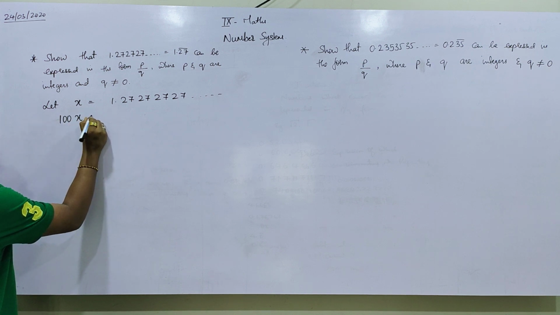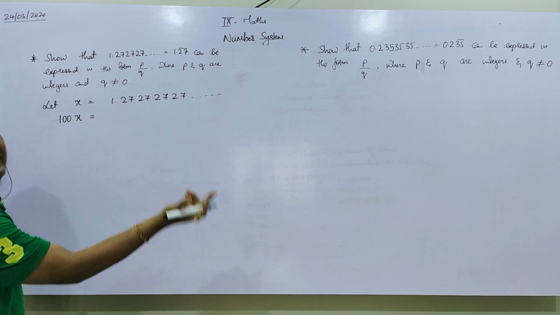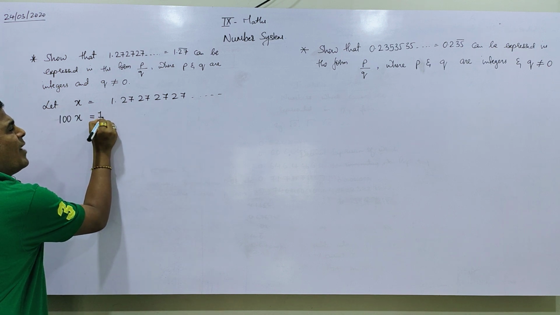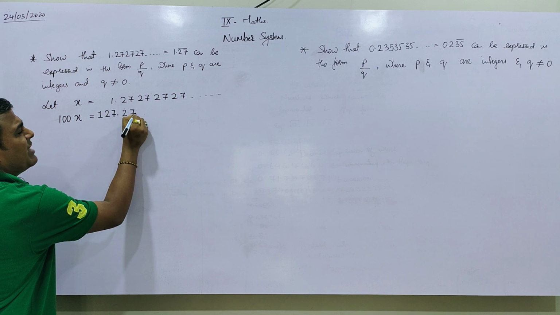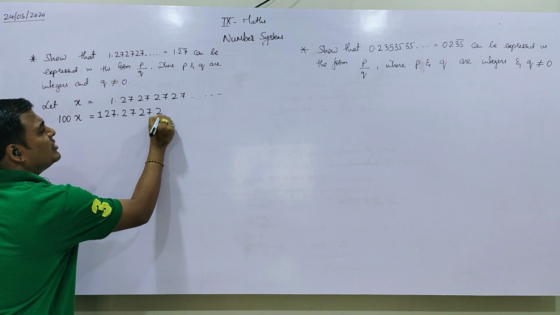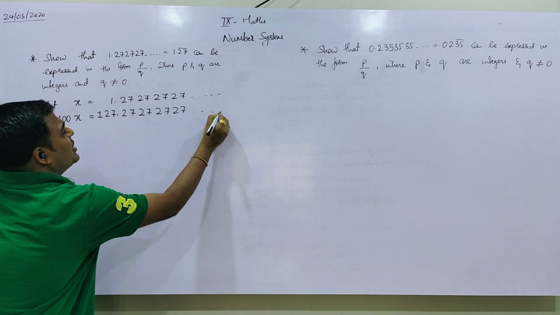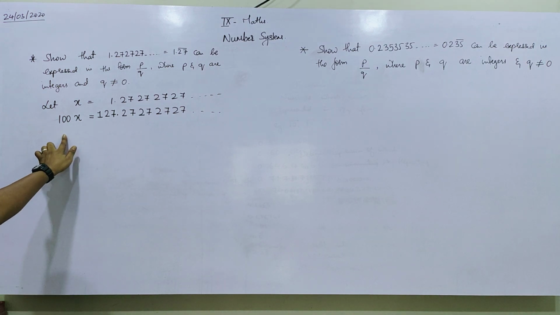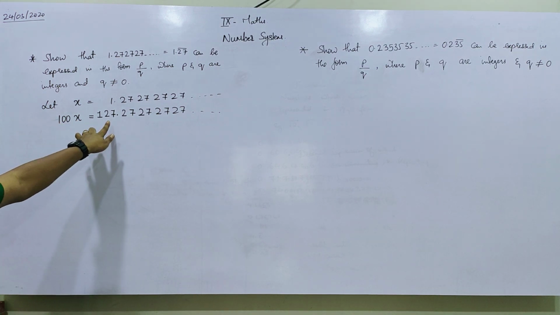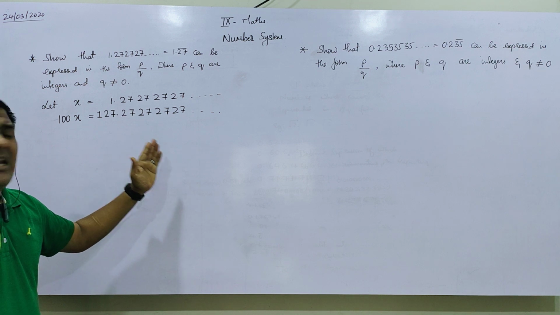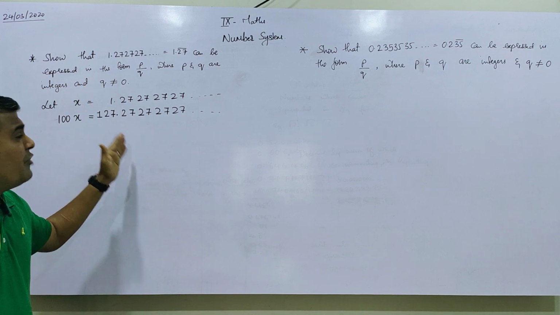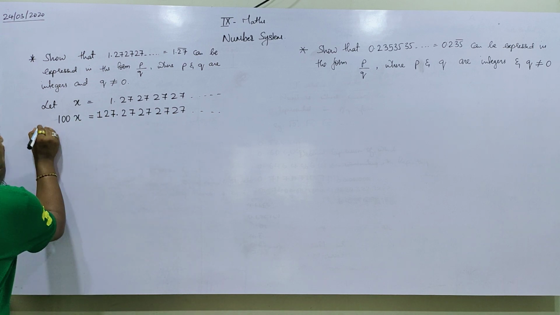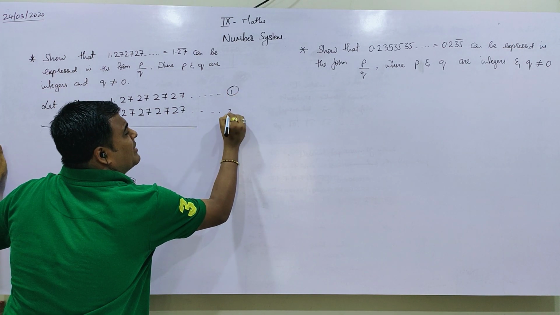It becomes 100x is equal to 127.272727. The two decimal digits will jump on the left side. You can clearly see that after multiplying the number with 100, after the decimal we got 2 under 2 and 7 below 7. So this will be our equation 1 and equation 2.